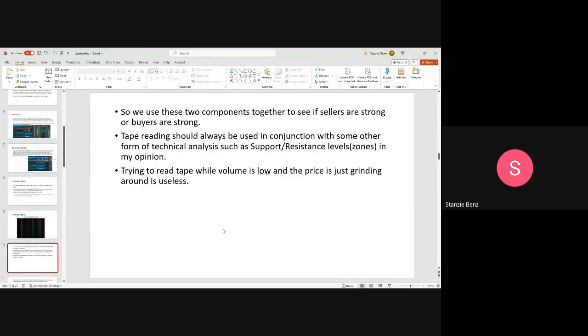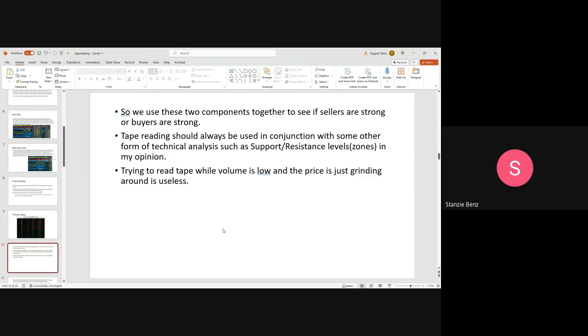So we use these two components together to see if sellers are strong or buyers are strong. Tape reading should always be used in conjunction with some other form of technical analysis. In my case, that's the support and resistance zones that I use. And you can obviously have your own strategies. Some people like to use VWAP, EMAs, whatever you want to use.